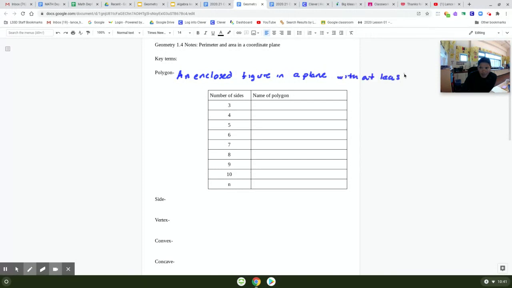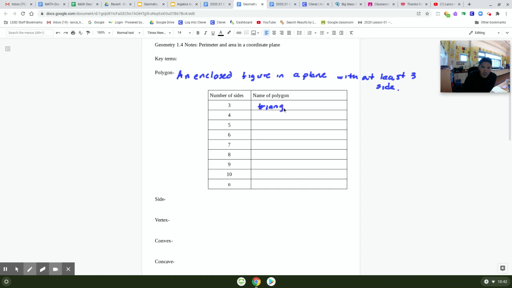You can't have a polygon with just one side. Then it would be a segment. If you had a polygon with two sides, that would be just an angle. But you need to be familiar with the names of specific polygons. If a polygon specifically has three sides, I think everybody knows what it is. It's a triangle.